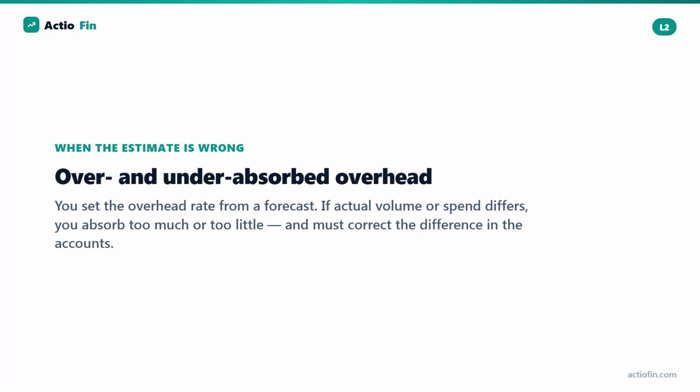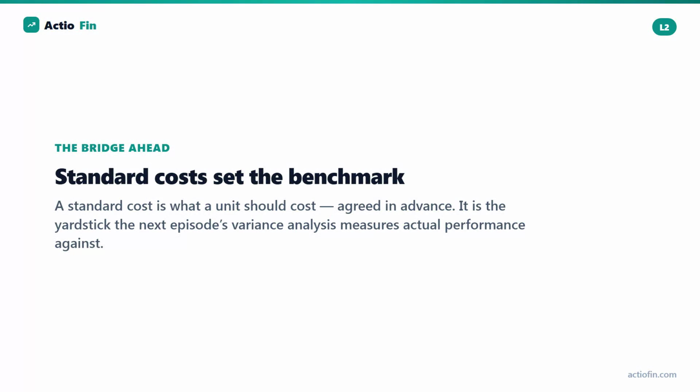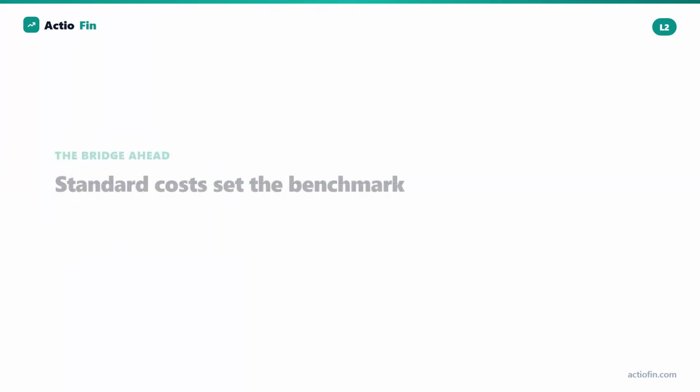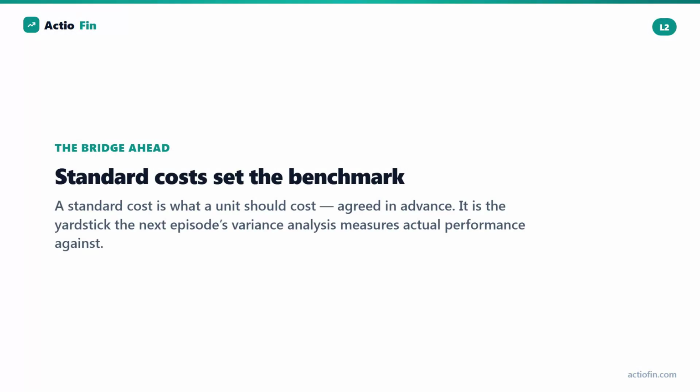Finally, a bridge to what comes next. Once you can build up a product cost, you can set a standard cost. A carefully agreed statement of what one unit should cost, given efficient operations and expected prices. It is not a guess, it is an engineered target, built from expected material quantities, labor times, and rates. The standard cost becomes the benchmark for control. In episode 4 we will compare actual costs against these standards and analyze every difference.